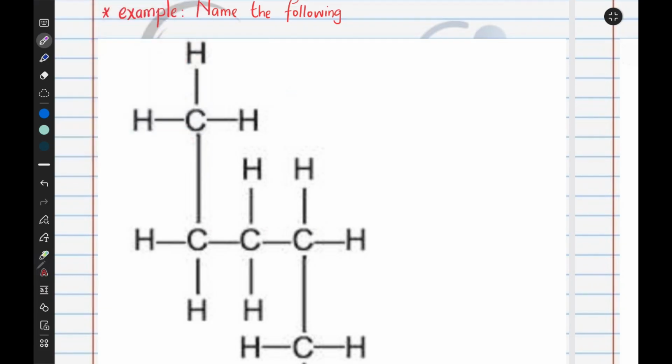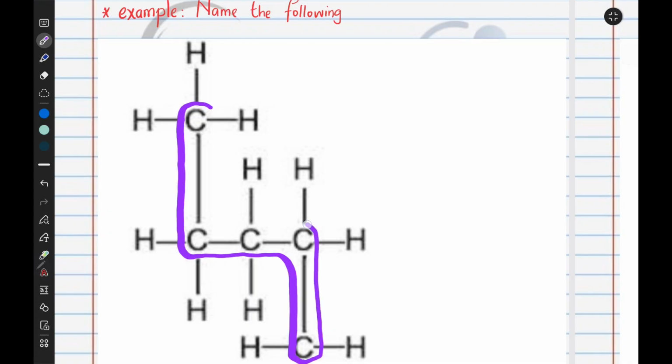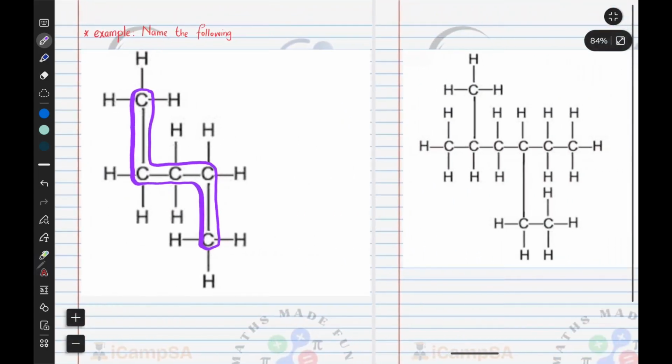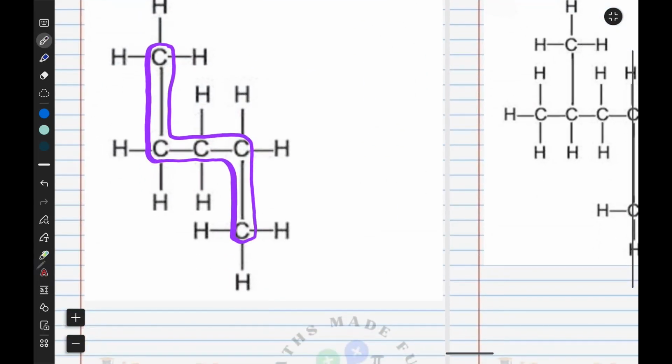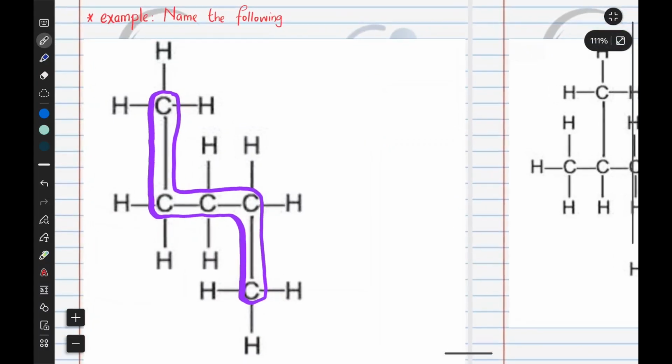Our chain actually runs from 1, 2, 3, 4. That's it. So that's our longest chain. And if we check, it does not have any alkyl groups. So that means we can take this as a simple alkane, a simple straight chain alkane, and name it accordingly. So now, how many carbon atoms does it have?